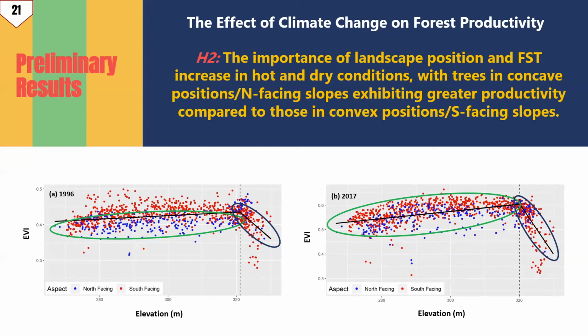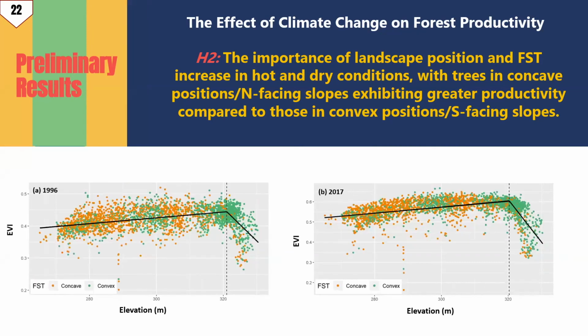To continue testing the second hypothesis, let's get back to the previous plot showing the relationship between EVI and elevation. The convex points in 2017, shown in green, exhibit higher productivity than they do in 1996. And this indicates fine-scale topography is not as sensitive a variable in governing productivity as the aspect.